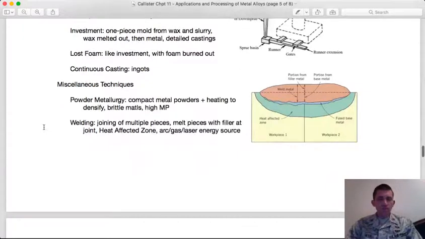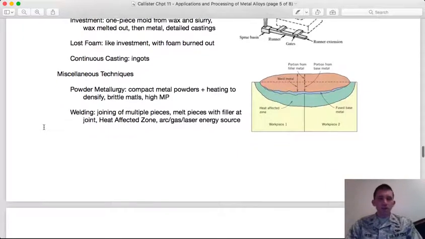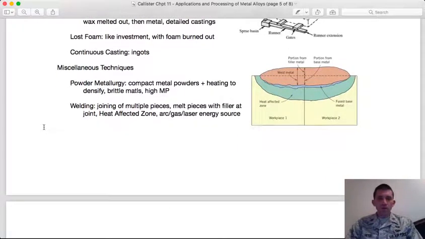Okay, on the miscellaneous processing techniques here, I already talked a little bit about powder metallurgy, and these are for making parts out of really high melting point materials that are brittle. So it's difficult both to form them because they're brittle, and to cast them because their melting point is so high. And so you can make a part through powder metallurgy where you take a powdered form of that metal, and you press it and heat it into shape.